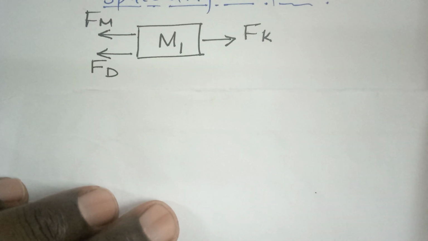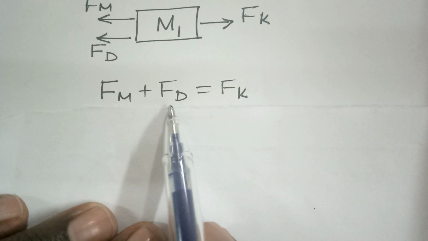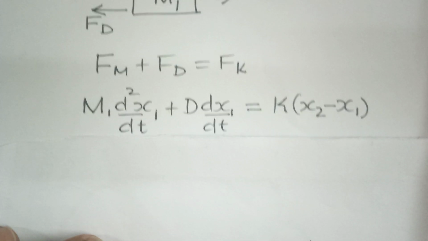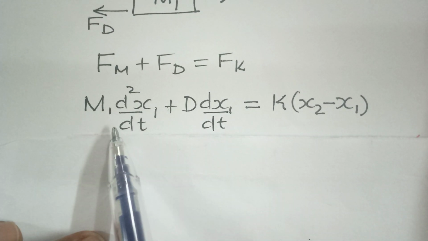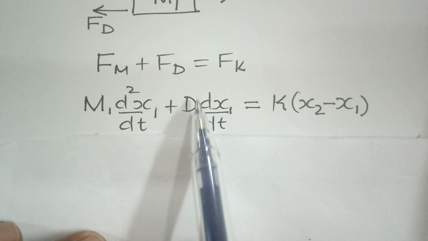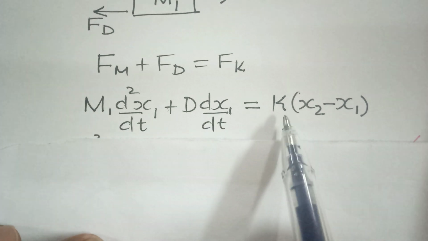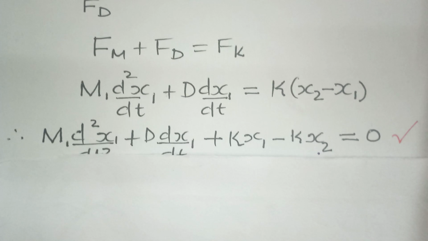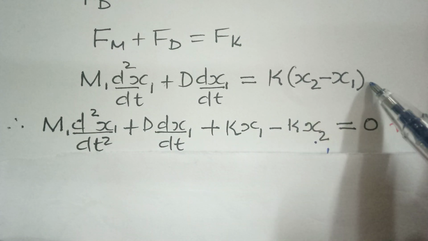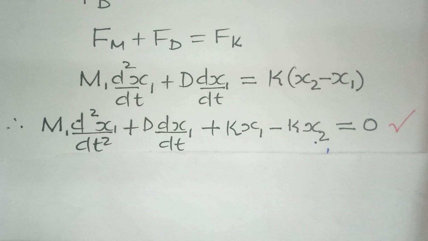When we now write the equilibrium equation, we shall have Fm plus Fd equals Fk. Now we write it in terms of the differential equations. This is how we write it: m1 d squared x1 over dt squared plus the damper term, c dx1 over dt, equals the spring force. We rearrange that so that we can say this is our differential equation.